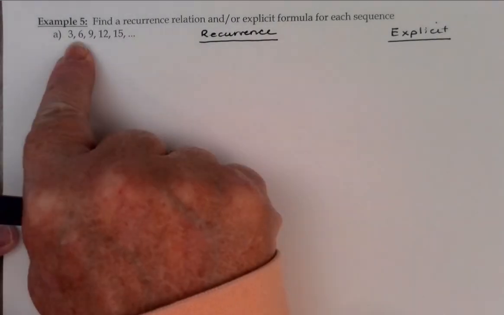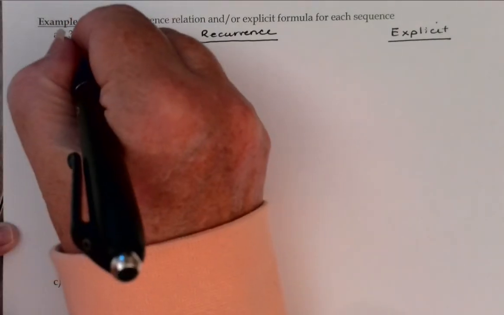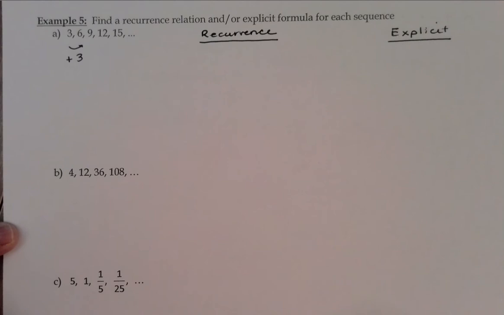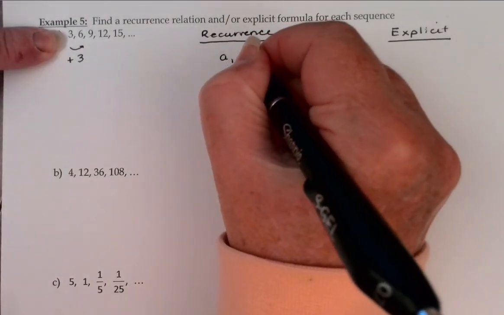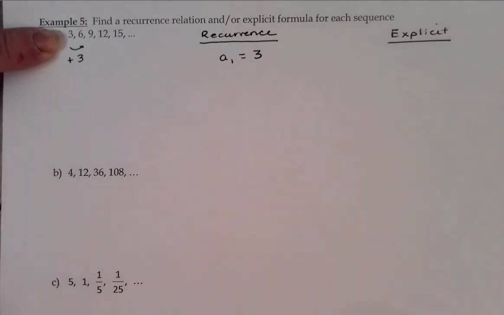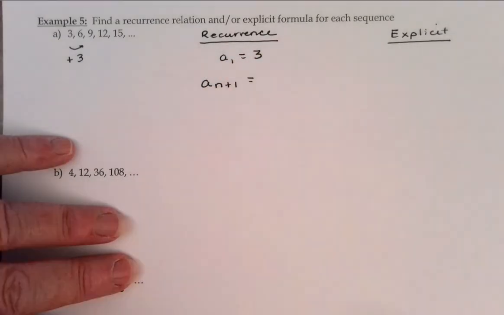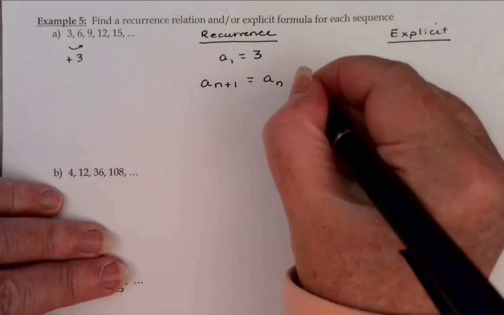Looking at this first sequence, I can see that the pattern seems to be adding 3, and that seems to continue to work. So the recurrence relation is somewhat obvious. To go from one term to the next, we add 3. So how are we going to write that? Well, first of all, I have to tell you the first term. A1 is 3. And then to get to the next term, A sub n plus 1, we take the previous term, A sub n, and add 3.